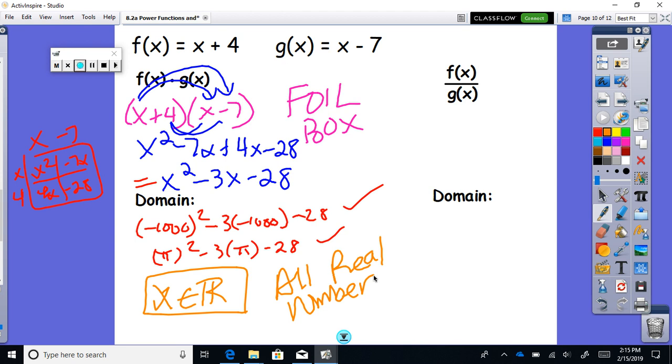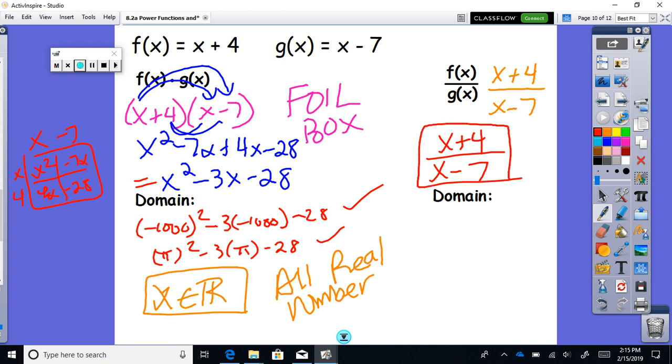So f of x over g of x, you're going to have x plus 4 over x minus 7. Now look at the top, x plus 4. Can you take anything out of that? Nope, so it stays x plus 4. Can you take anything out of the bottom? x and 7 have nothing in common. Since the 4 is attached to the x on the top and the 7 is attached to the x on the bottom, this can't be simplified anymore. That is your answer.